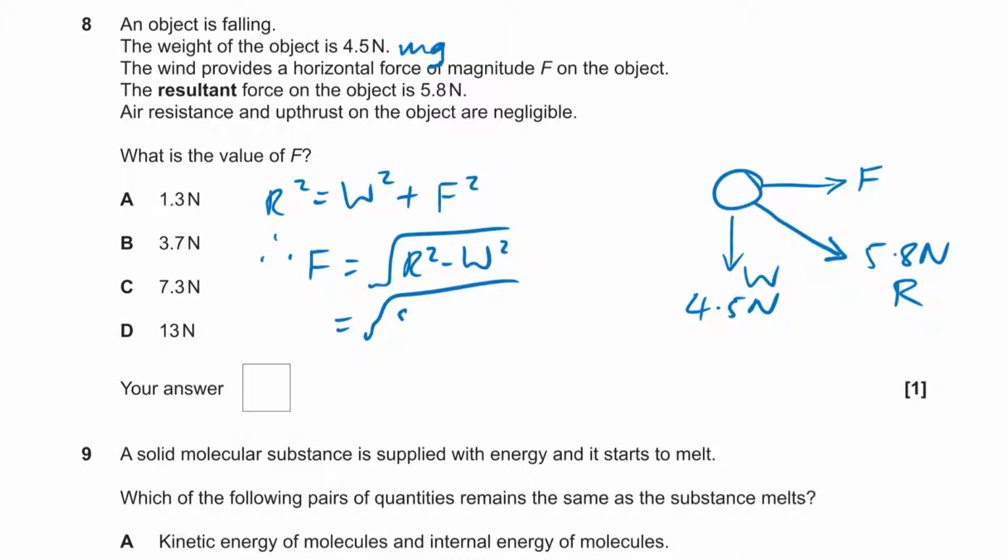So that's equal to the square root of 5.8 squared take away 4.5 squared. And that gives us 3.66. So therefore the answer is B.